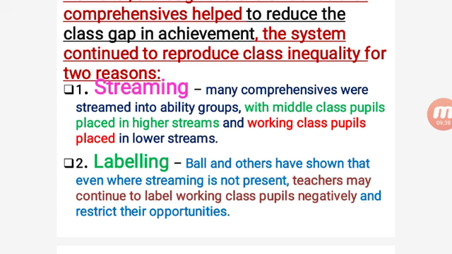Ultimately, what was the outcome? In category A there were the rich families' kids, whereas in category B the lower class communities' kids were there. Labeling: Ball and other critics have shown that even where streaming is not present, the teachers were the main factor. They were labeling by color, by creed, by system, discouraging the working class students negatively and restricting their opportunities.